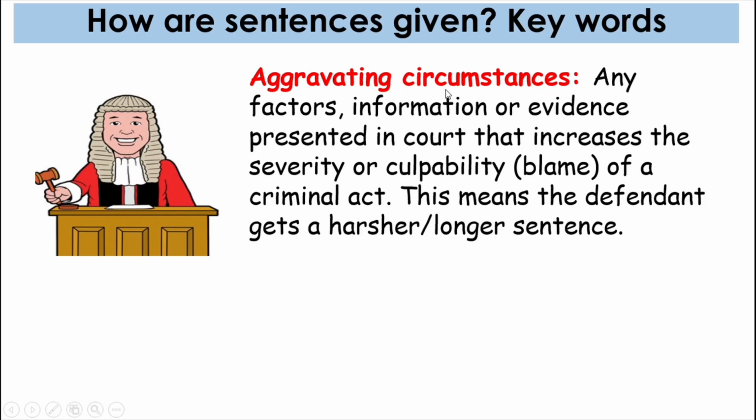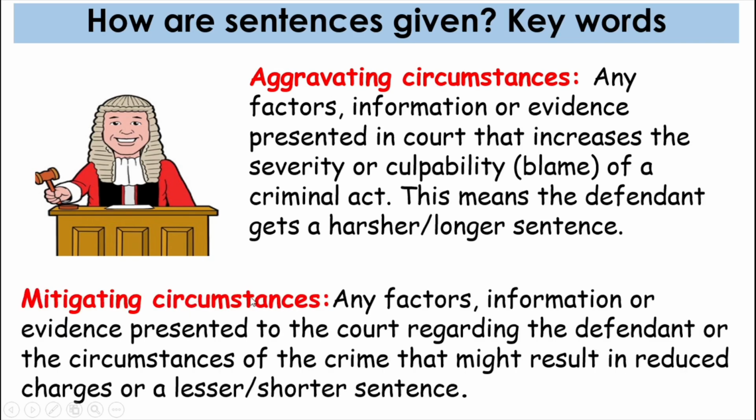Examples of aggravating circumstances is someone pleading not guilty when they are guilty, or someone using extreme violence during another crime they commit. Also, if someone has a previous criminal record or have committed previous crimes. There's many other aggravating factors and circumstances, but those are just some of the examples.